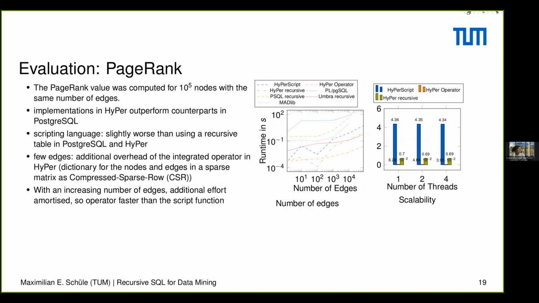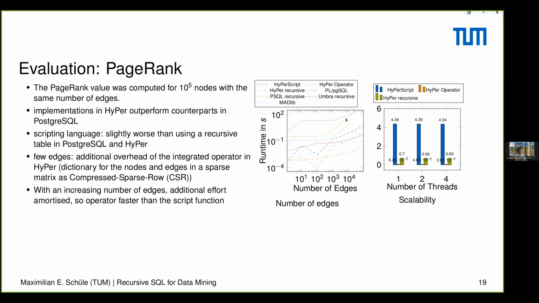Last but not least, I will show you the performance of the PageRank computation. The PageRank was computed for 10 to the power of 5 nodes. And what we can see here is that our operator, as well as our recursive variant, performs quite well, and it outperforms the MATLAB operator and the recursive version and procedural language in PostgreSQL.